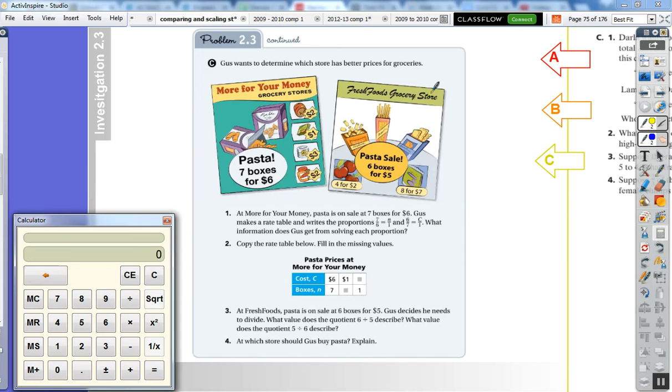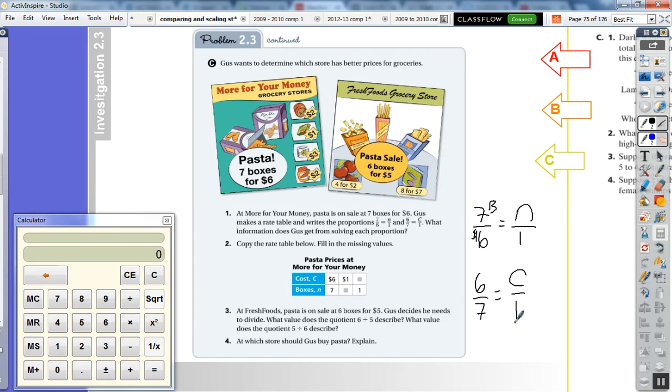And so here we go. At More for Your Money, pasta is on sale at 7 boxes for $6. And Gus makes a rate table, great, and writes the proportion 7/6. So we have 7/6, but 7 what? 7 boxes, and 6 what? That's right, $6. So it's important to keep labels, is equal to n, I don't know what n is, that's why I have n over 1. And so, 6/7 is equal to c over 1.